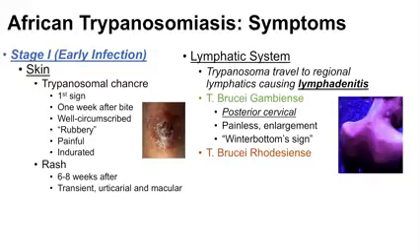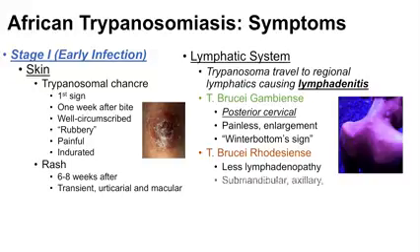Now, the other species, Trypanosoma brucei rhodesiense, has a different distribution with regards to the lymphatic system. It typically has less lymphadenopathy, so it doesn't affect the lymph nodes as much as Trypanosoma brucei gambiense, but when it does, it affects the submandibular, axillary, and inguinal lymph nodes the most, as opposed to brucei gambiense, which actually causes the posterior cervical lymph nodes to be affected.